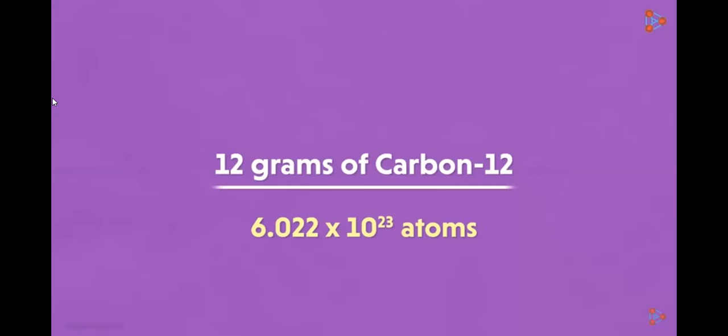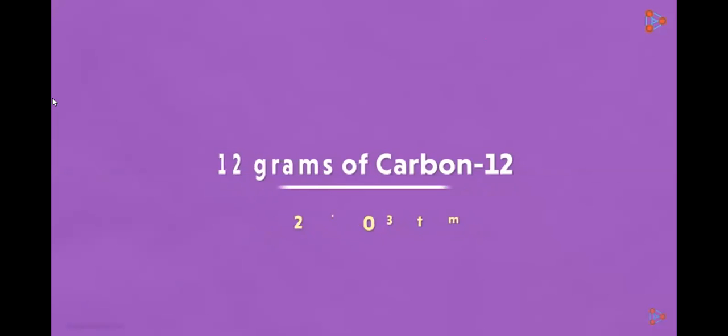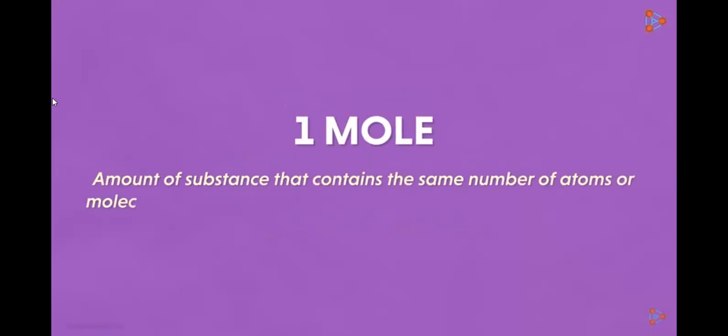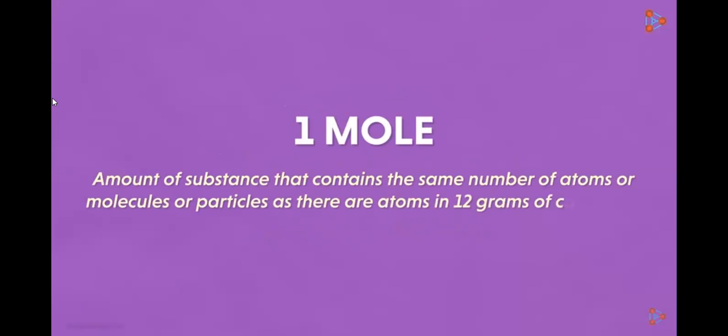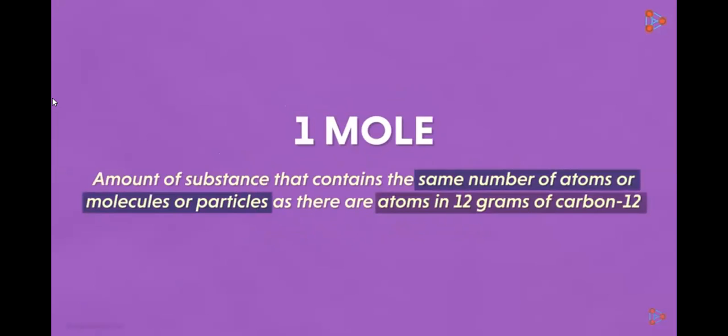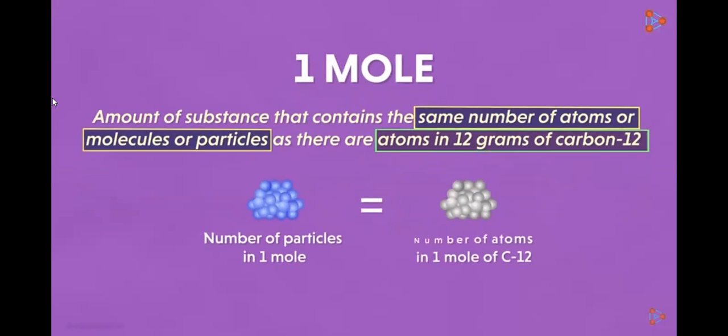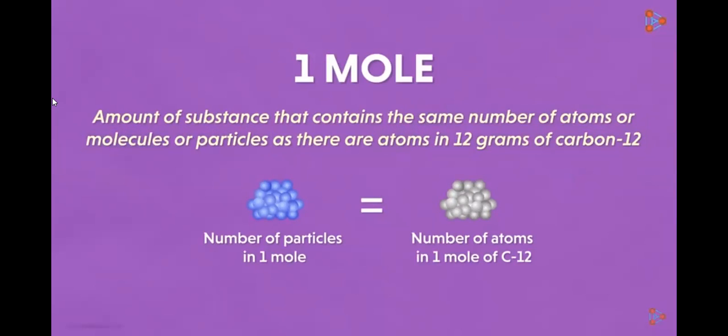Now that you've understood this, let me repeat the definition for you. 1 mole is defined as the amount of substance that contains the same number of atoms, molecules or particles as there are atoms in 12 grams of carbon-12. Did you understand the definition now? It consists of 2 simple parts. It tells us that this part is equal to this part. The number of particles in 1 mole of a substance is equal to the number of atoms in 12 grams of carbon-12. That's all the definition tells us. Many people get confused when it comes to the concept of mole. Let's take many more examples to be absolutely sure.